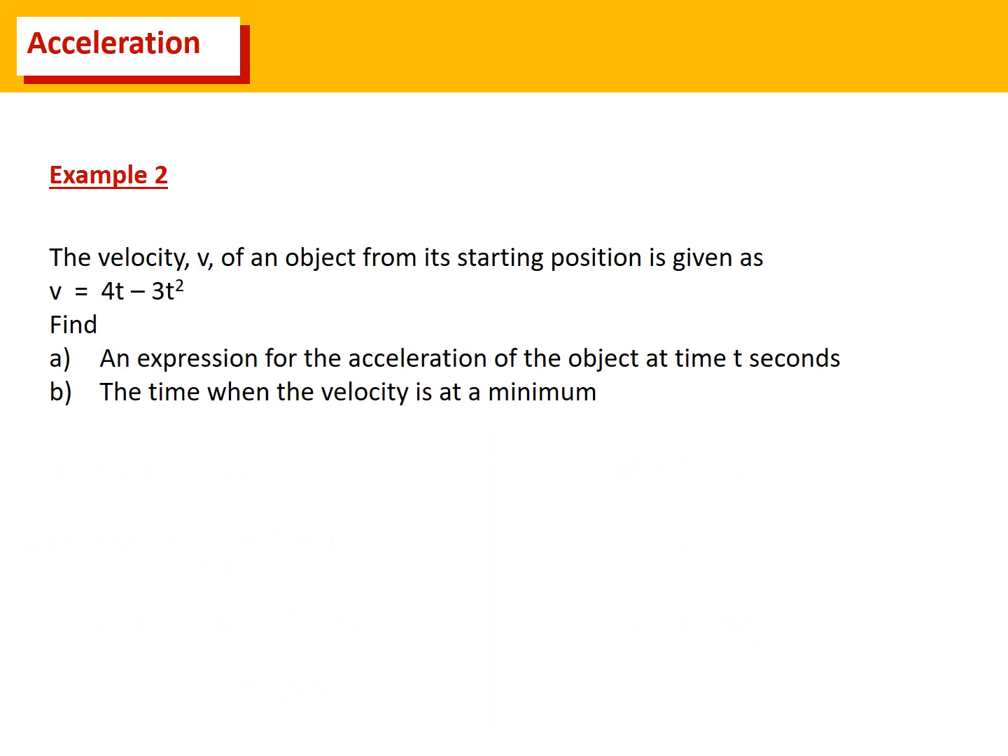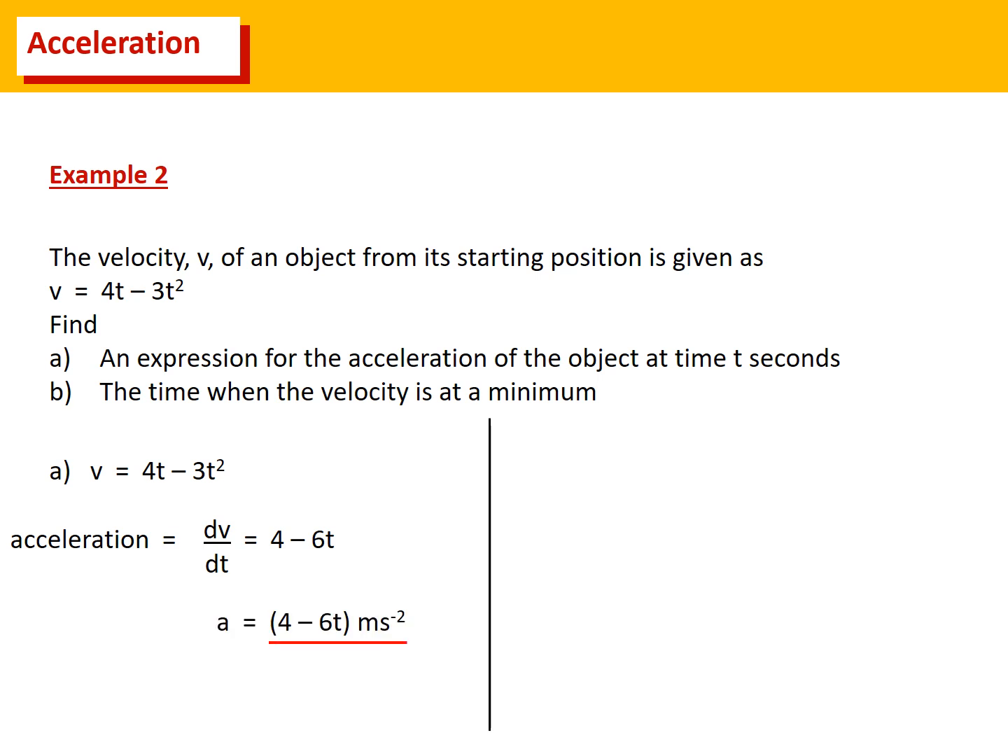And in example 2, once again, we're given our expression for velocity. We want the acceleration, so we need to differentiate that expression for velocity with respect to time, i.e. we need to find dv by dt. And when we differentiate that expression with respect to t, we obtain 4 subtract 6t, so that's our expression for acceleration. And the unit's meters per second squared.